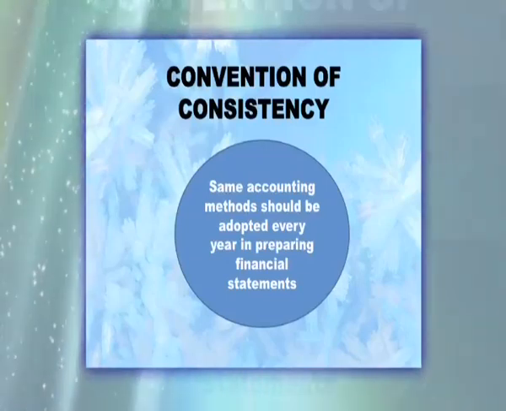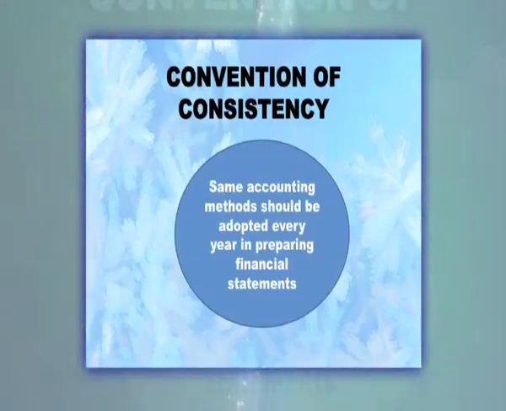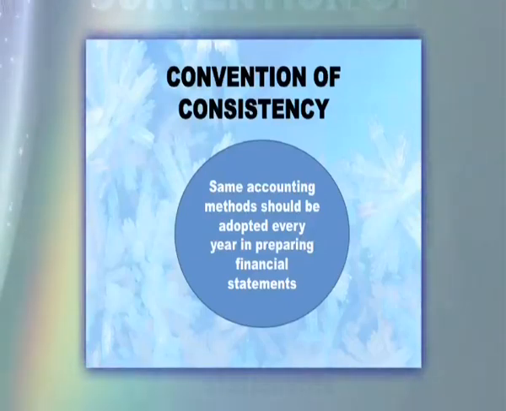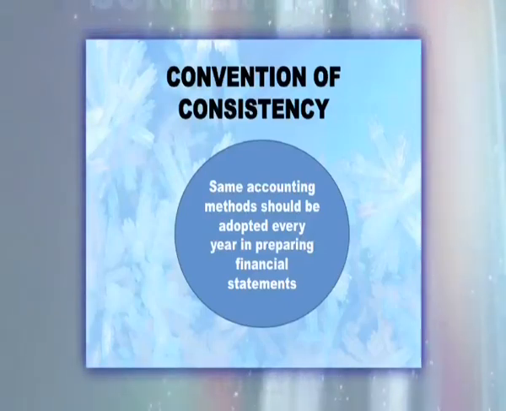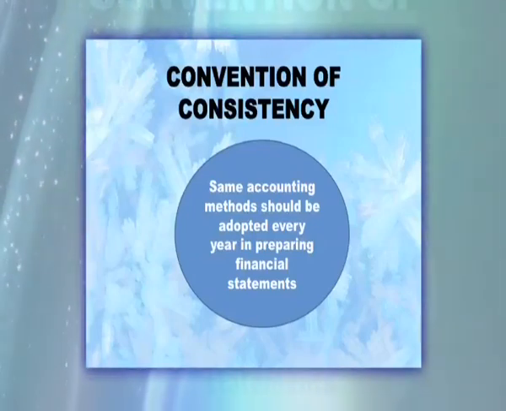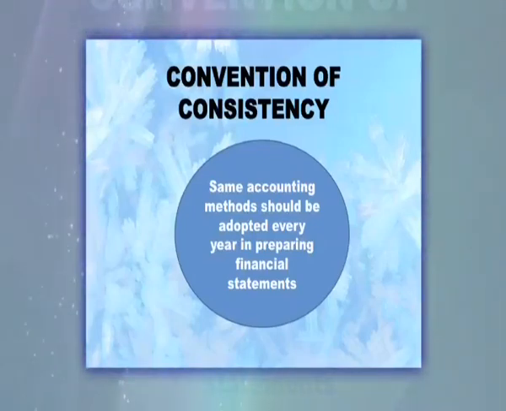But this can be possible only when accounting policies and practices followed by the enterprise are uniform and consistent over a period of time. If different accounting procedures and practices are used for preparing financial statements of different years, then the result will not be comparable. Generally, a businessman follows the same general practices or methods year after year for preparing the books of accounts.